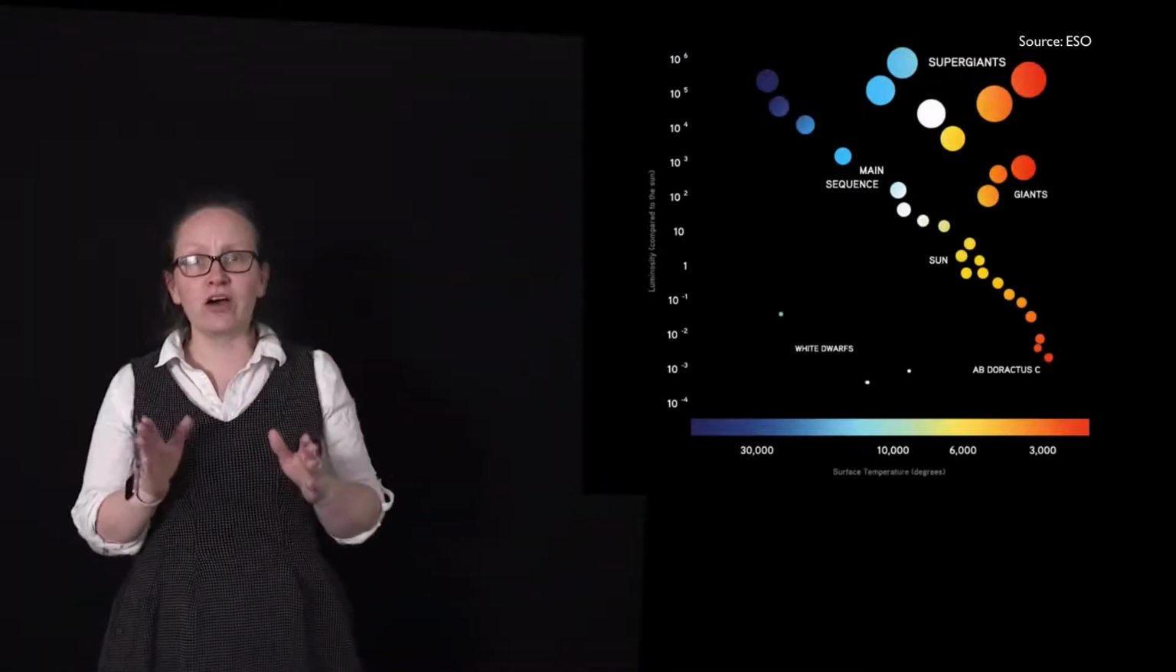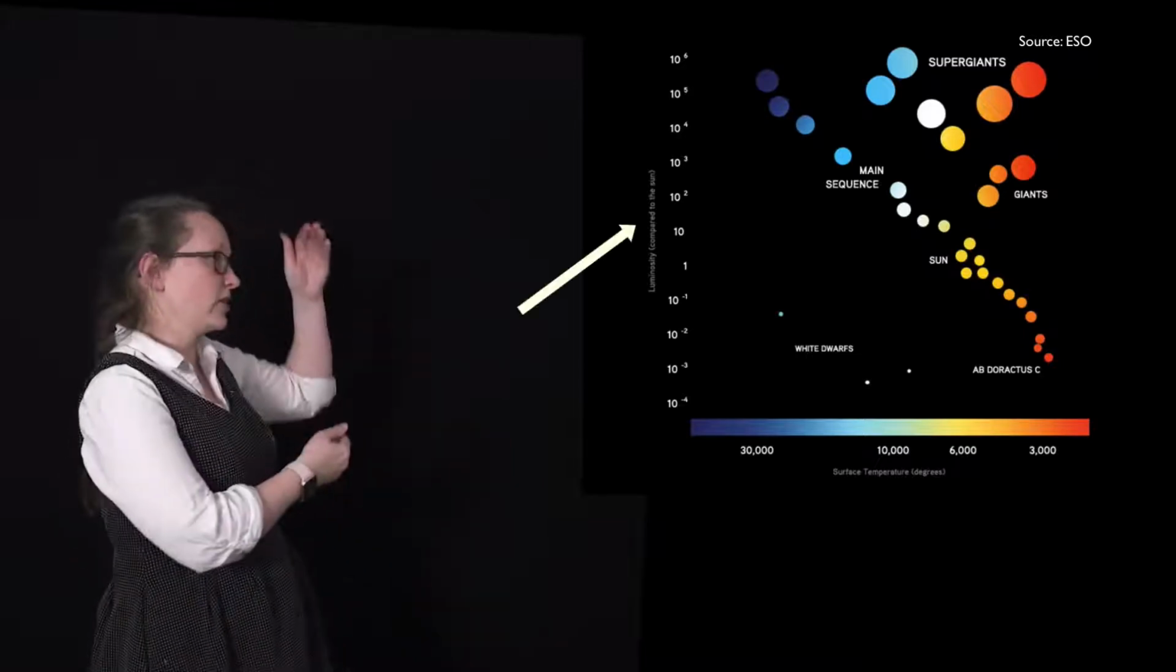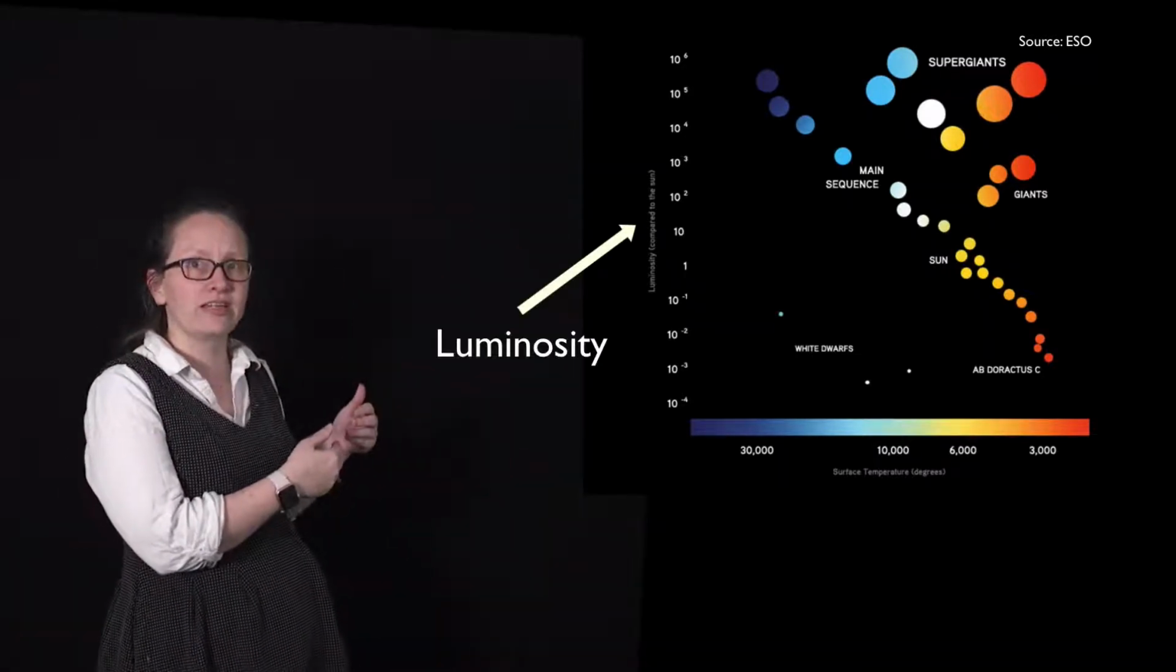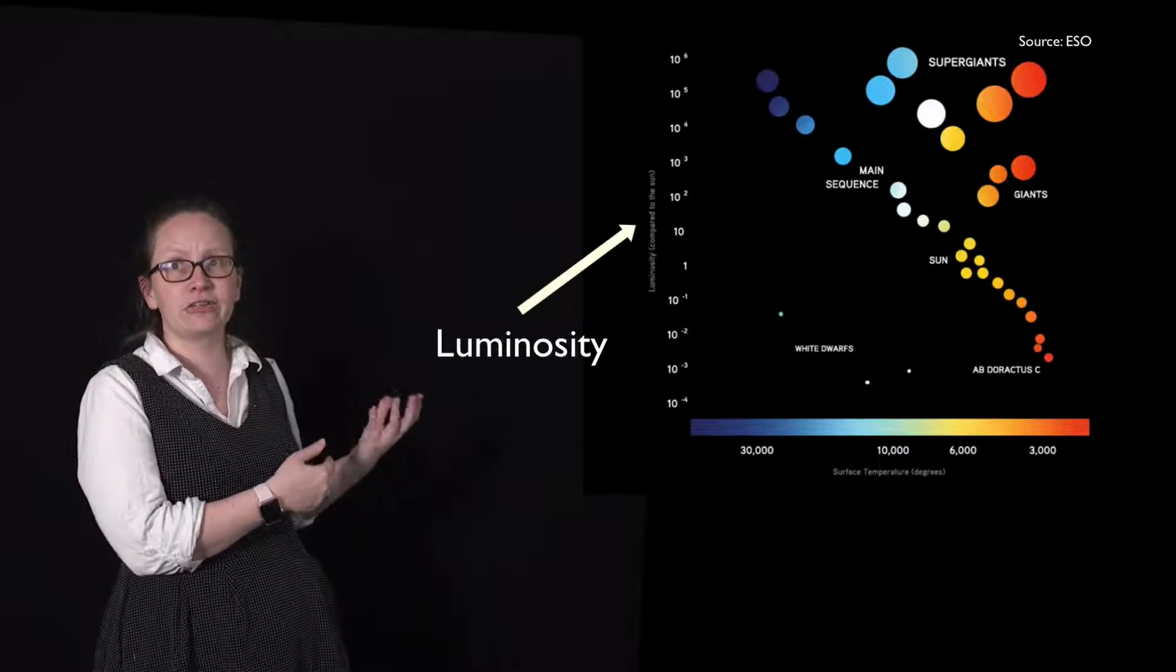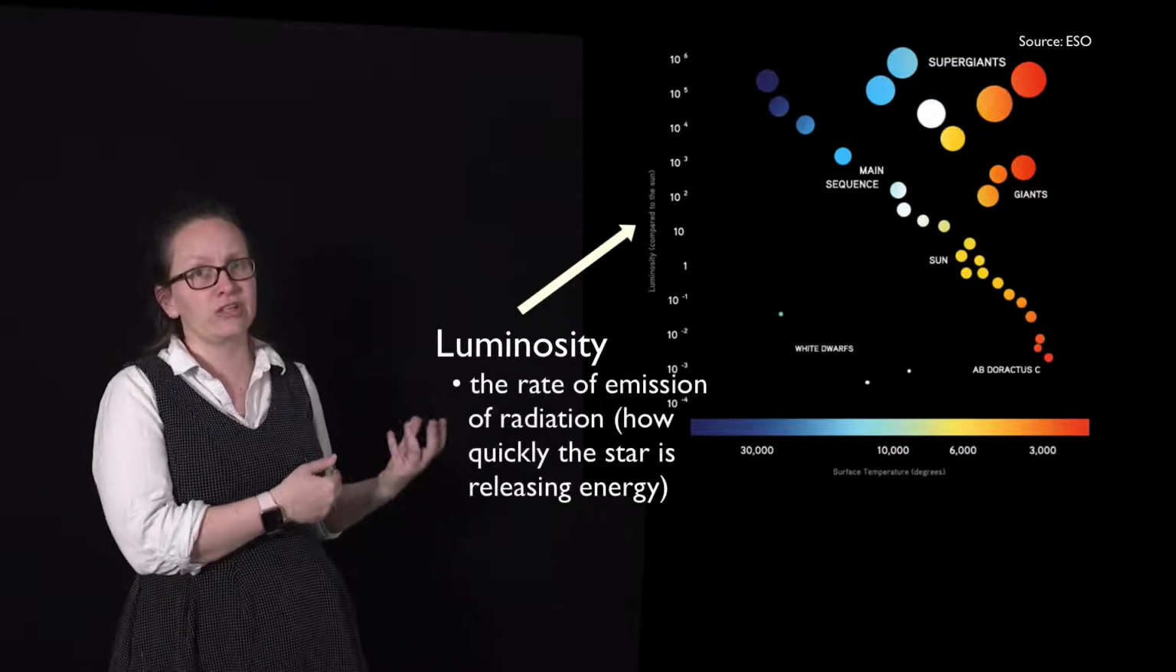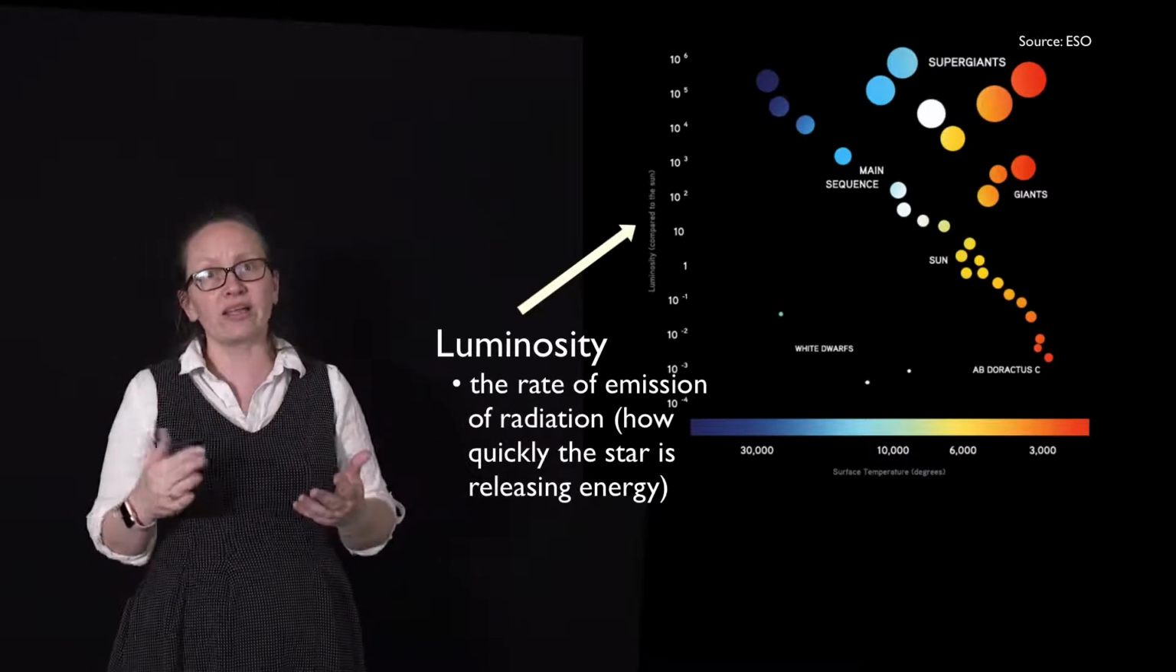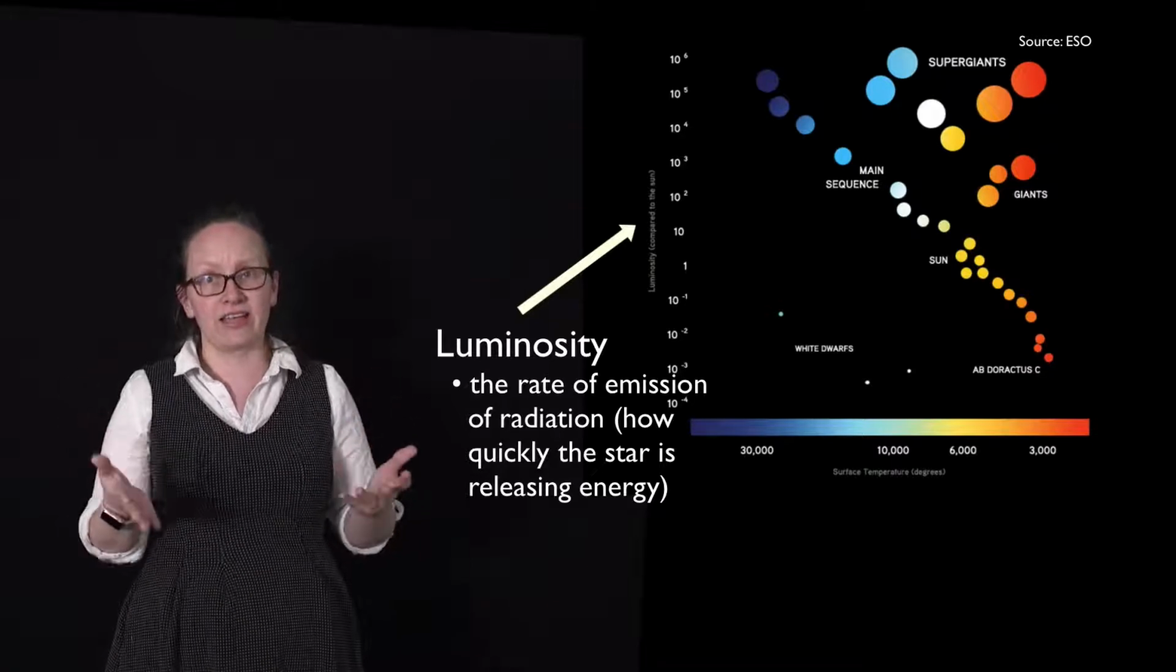So we're now going to consider the Hertzsprung-Russell diagram. With our Hertzsprung-Russell diagram, along the vertical axis, we've got the luminosity. So the luminosity is literally the rate of emission of radiation. So this is telling us how quickly our star is releasing energy.